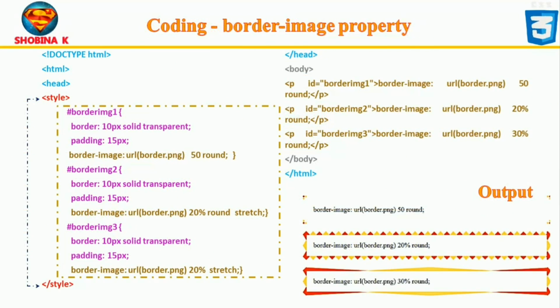In this example, we are replacing the border of the paragraph element with the image. In the first paragraph, we are specifying a single value, that is round, whereas in the second paragraph, we are specifying two values, that is round and stretched. The first value is for horizontal sides and the second value is for vertical sides.